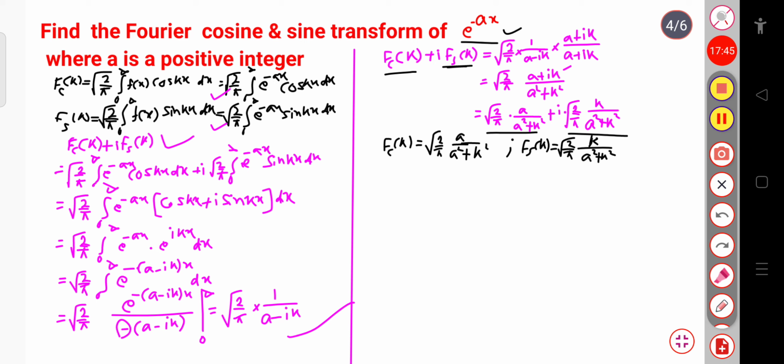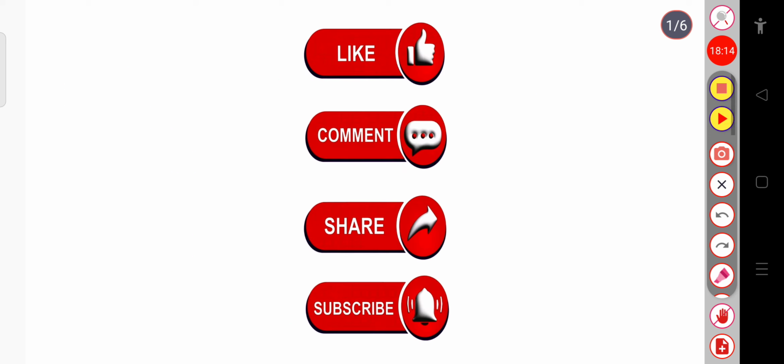In the previous question, we just substituted in this formula and consecutively solved the integration part, and after that we calculated the Fourier cosine transform as well as the Fourier inverse cosine transform. But in this case, when you are calculating for the Fourier cosine and Fourier sine transform, you can solve in this way. This is all for today. Try to solve some more questions on Fourier cosine and sine transform.